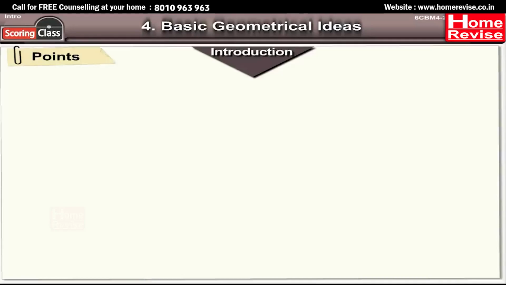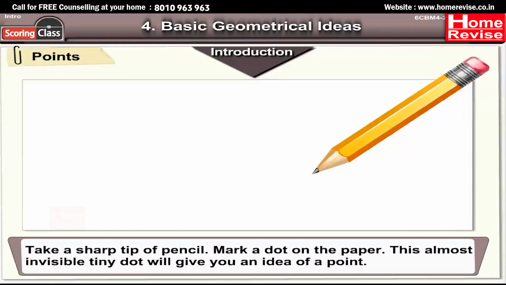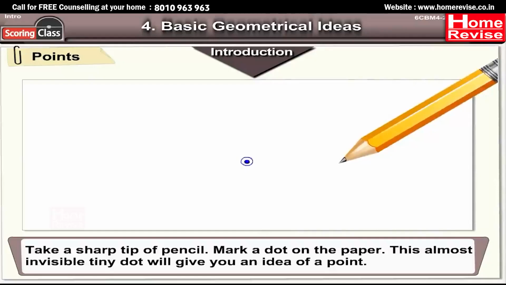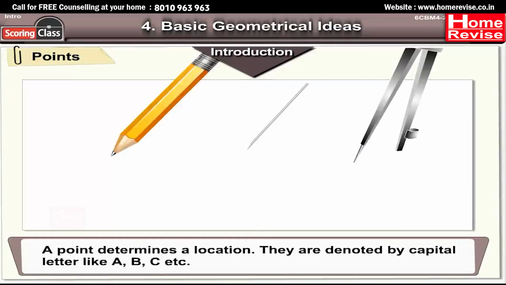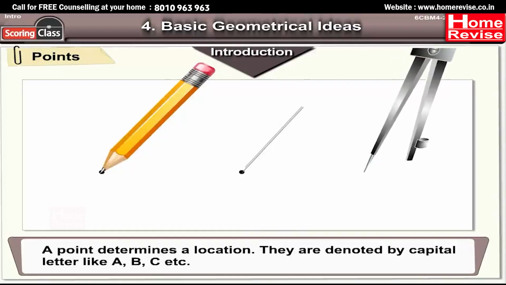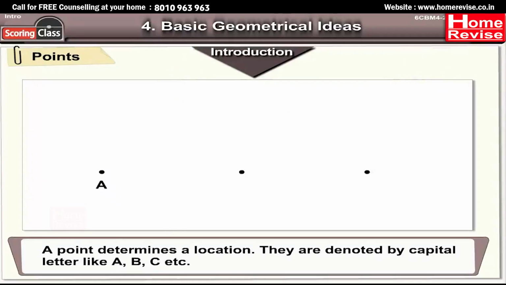Point. Take a sharp pencil. Now, with the sharp tip of the pencil, mark a dot on the paper. Well kids, this almost invisible tiny dot will give you an idea of a point. A point determines a location. Points are denoted by capital letters like A, B, C, etc.